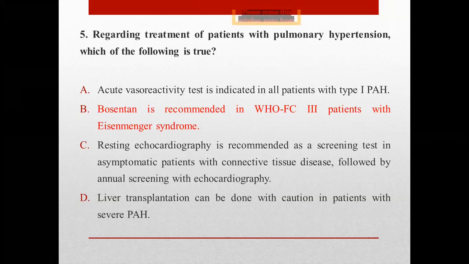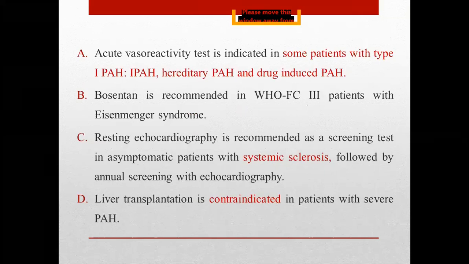So C, resting echocardiography is recommended as a screening in asymptomatic patients, not with all connective tissue disease but with systemic sclerosis. Only patients with systemic sclerosis are indicated to have echocardiography at first and then annual echocardiography for screening for pulmonary arterial hypertension. So not all connective tissue diseases, only systemic sclerosis. Regarding liver transplantation, it is contraindicated in patients with severe pulmonary arterial hypertension. It cannot be done with caution. It is contraindicated. So the only sentence which is true is B, the use of bosentan in patients with Eisenmenger syndrome, function class 3. Okay. So to the next question.